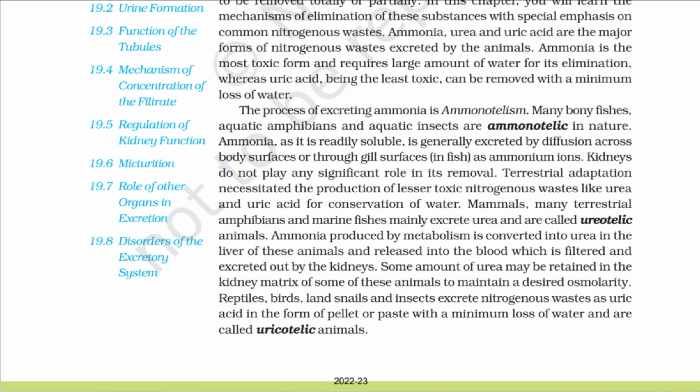Ammonia produced by metabolism is converted into urea in the liver of these animals and released into the blood, which is filtered and excreted out by the kidneys. Some amount of urea may be retained in the kidney matrix of some of these animals to maintain a desired osmolarity. Reptiles, birds, land snails and insects excrete nitrogenous wastes as uric acid in the form of pellet or paste with a minimum loss of water and are called uricotelic animals.